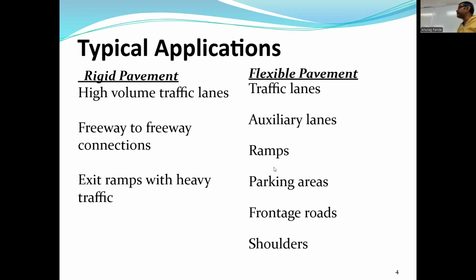Now, what are some of the typical applications of these? If you have high volume traffic lanes, that's where you use rigid pavements. So most freeways will have that. Freeway to freeway connections. If you have a major ramp connecting freeway to freeway, that means they will have a lot of traffic. If you have exit ramps with heavy traffic, that's again another place where you would advise rigid pavements.